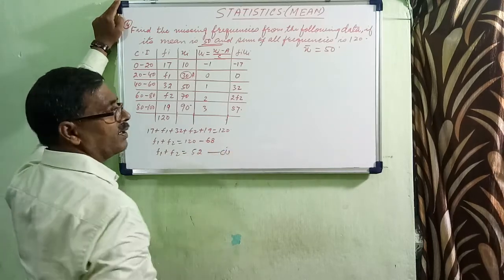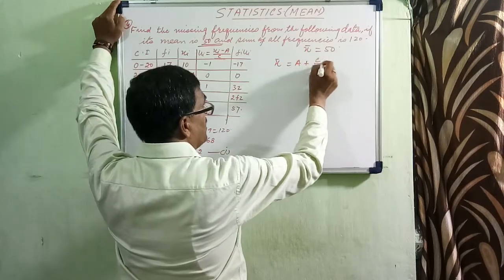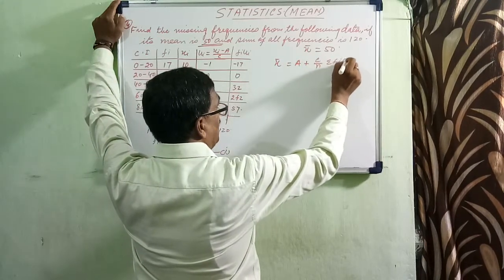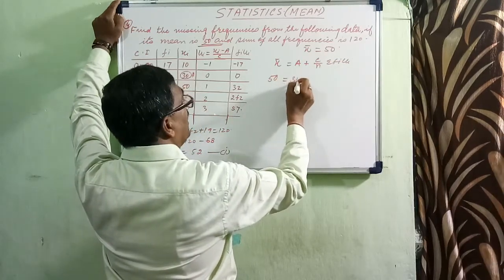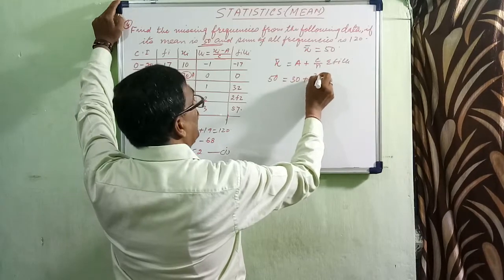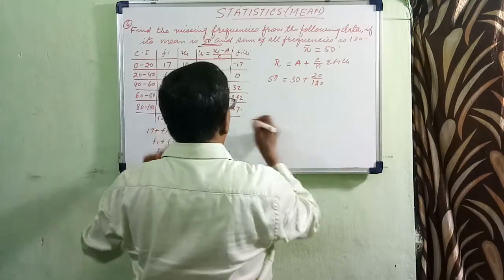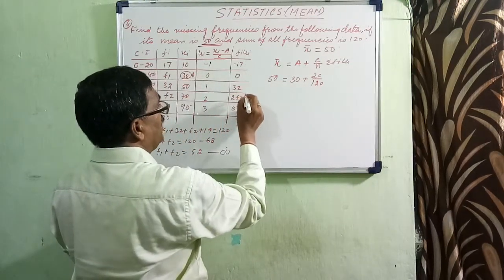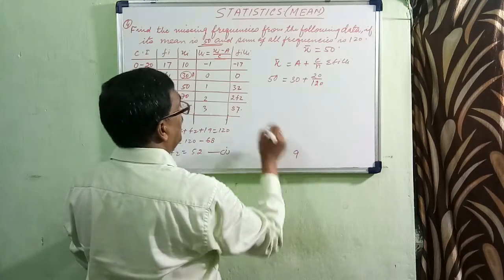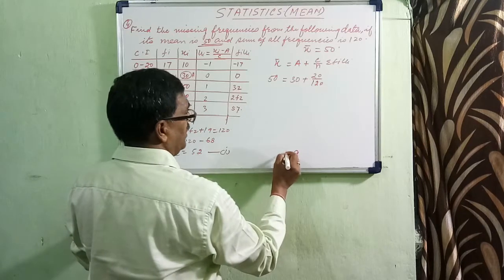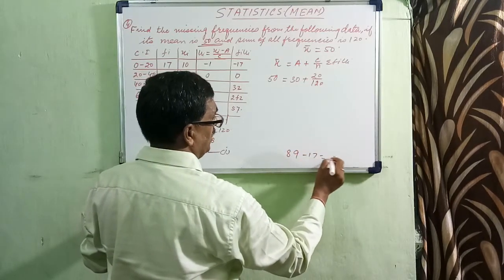Say this is equation number 1. And now you apply here the formula X bar is equal to A plus C by N sigma Fi Ui. This is 50. A, you have taken 30. C is 20. And N is 120. And what is the sum? This sum will be equal to how much? 3, 5, 8 minus 17. This will be 72.